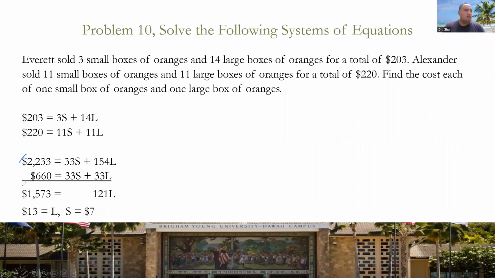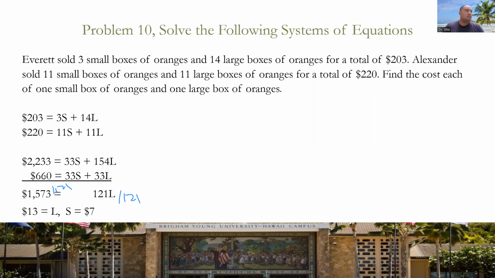So if you have 2,233 minus 660, you end up with 1,573. Take 33 small boxes minus 33, end up with 0. That's why there's nothing there. 154 minus 33 is 121. And then now that we have that, let me clear that up a little bit. Divide both sides by 121. If I write that right. And then that means we have 13 bucks for a large box.